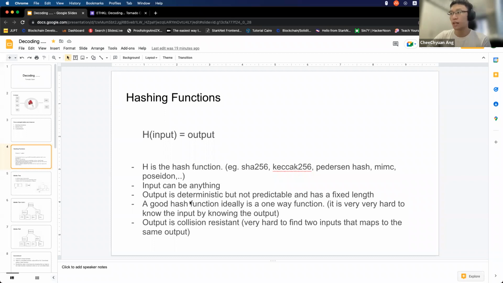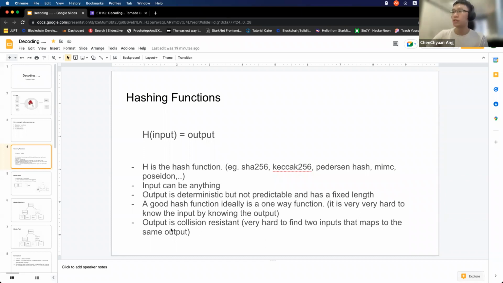A good hash function ideally is a one-way function. Now, what do I mean by that? Given the output and the hash function that you use, it is very, very, very difficult to figure out what the input is. People always use the words one-way function or trapdoor function. It basically means that given the output and the type of hashing function, it is very hard for you to know what the input is without already knowing the input before you put it in the function.